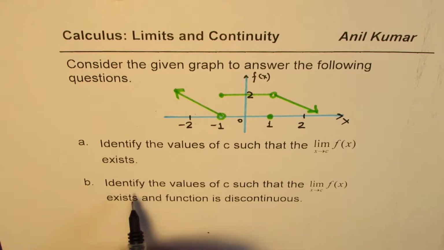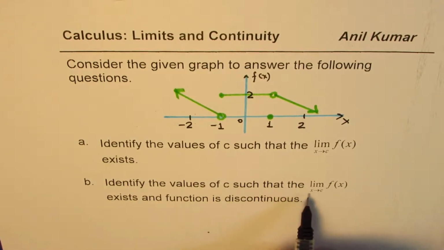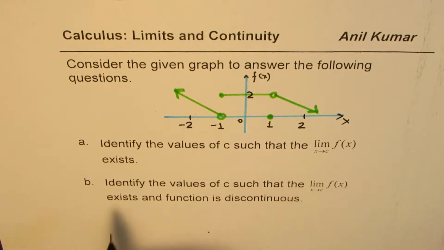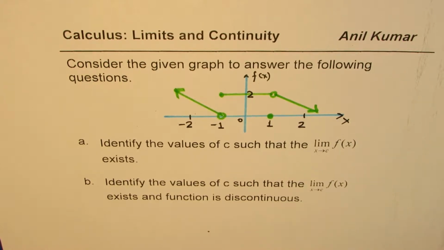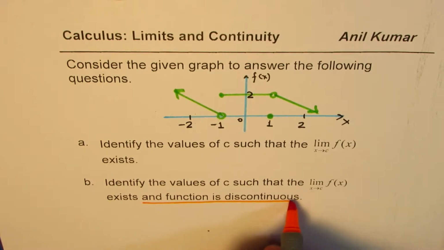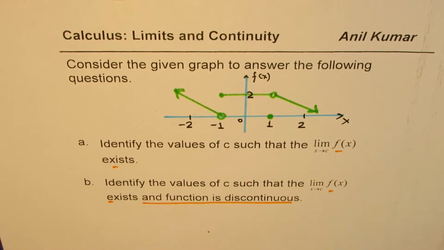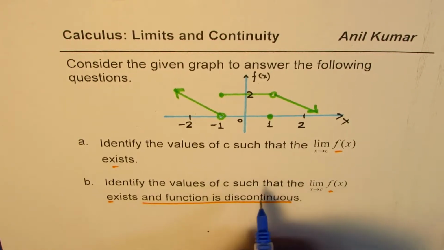Part B is to identify the values of c such that the limit as x approaches c for f of x exists and the function is continuous. So these are slightly different. You can now pause the video and answer these questions. Part B is limit exists, which is the same, and the function is continuous. So let us see how to solve these questions.